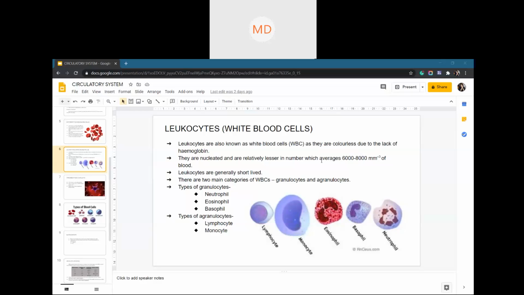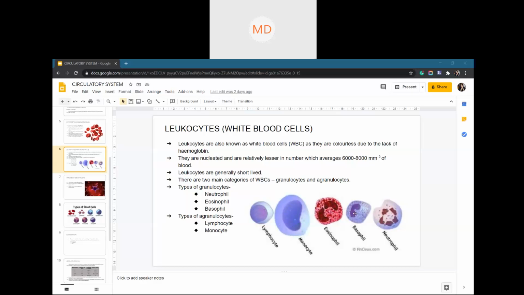Why don't they have any color? Because they do not have any hemoglobin. Hemoglobin is the reason that red blood cells are red, right? But in white blood cells there is no hemoglobin, and that is why they are not red, and they are white, or colorless. Here you can see these are the types of white blood cells. This is the nucleus, this is the nucleus. So white blood cells have a nucleus. For red blood cells the nucleus was absent, but for white blood cells there is a nucleus.